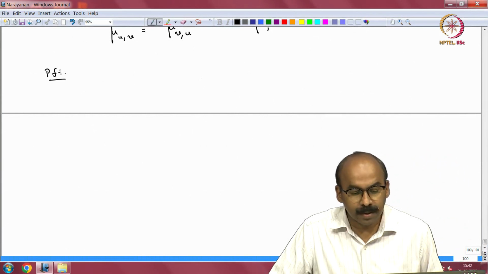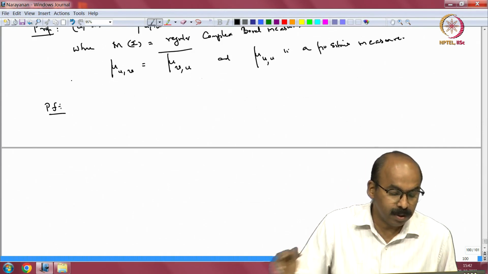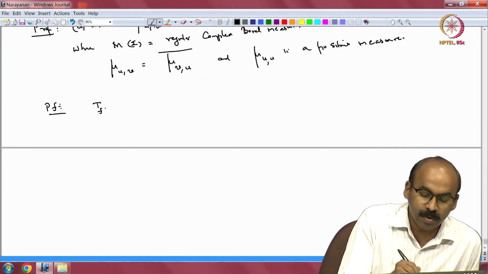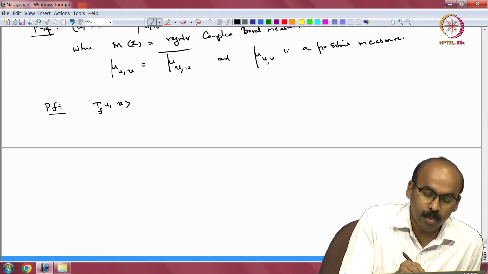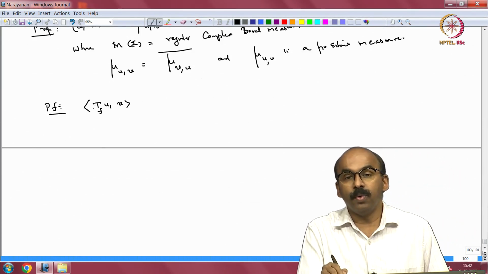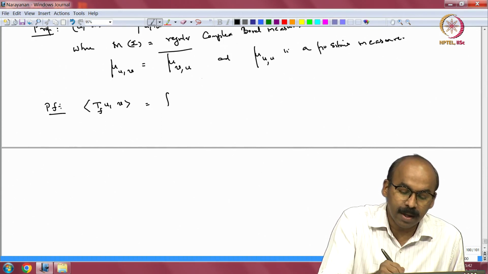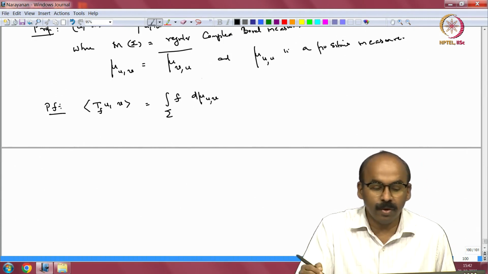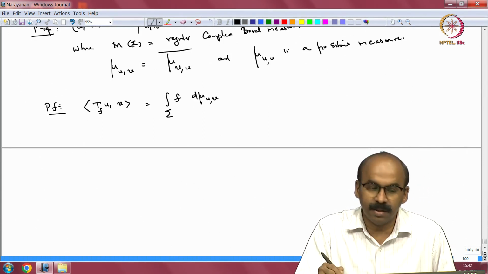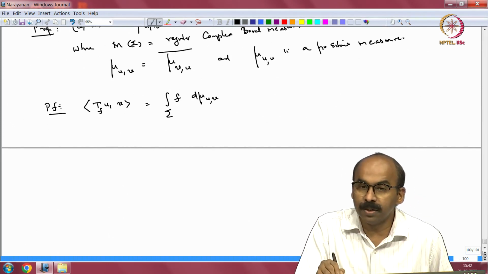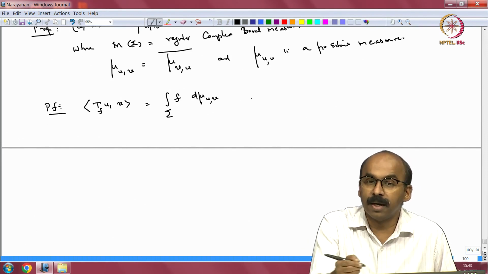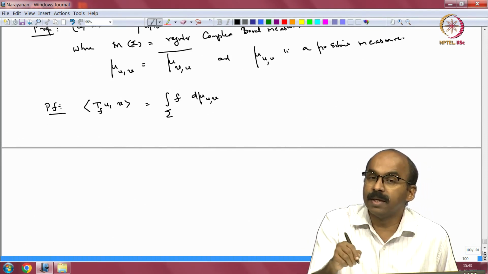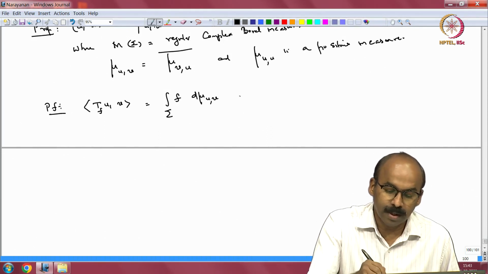So, linearity in, so let me write down this expression again. So, this is what you should always keep in mind: T f acting on u, inner product with v, is given by the integral over sigma of f d mu u v, right. So, linearity in u and antilinearity in v is trivial, right. If I change u to u 1 plus u 2, it splits on the left hand side. And similarly, it has to split on the right hand side, right, because of the uniqueness of the measure. So, that I will leave it to you.